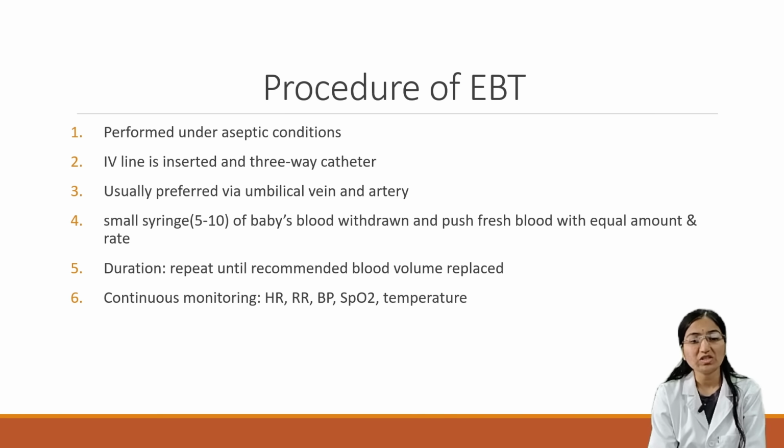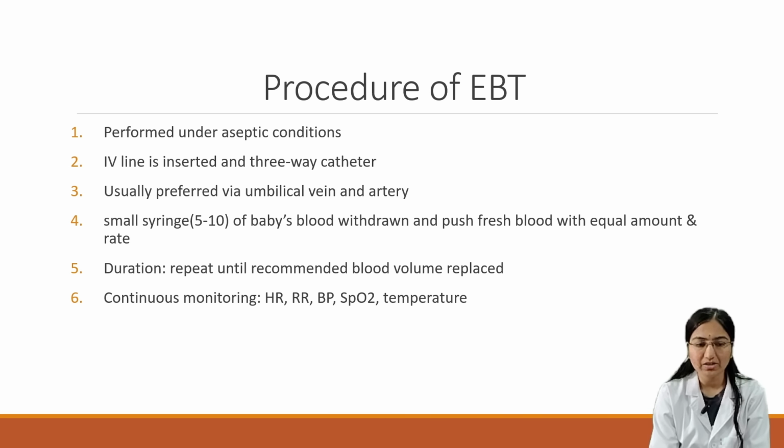Next, we'll see the most important part, that is the procedure of EBT. It needs to be performed under aseptic conditions, which have to be used strictly. And then an IV line is inserted and a 3-way catheter has to be used, usually preferably through the umbilical vein and artery. A small syringe of the baby's blood is withdrawn and fresh blood is pushed in with equal amount and rate. We need to use a small syringe to push the fresh blood.